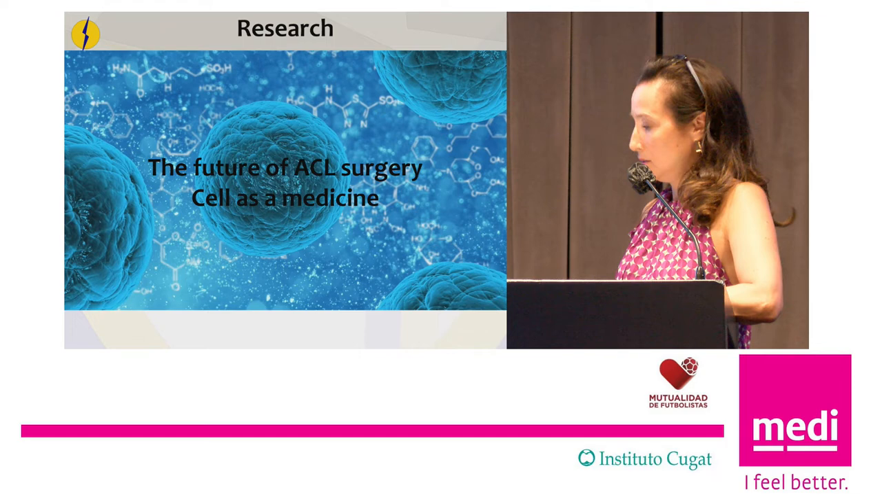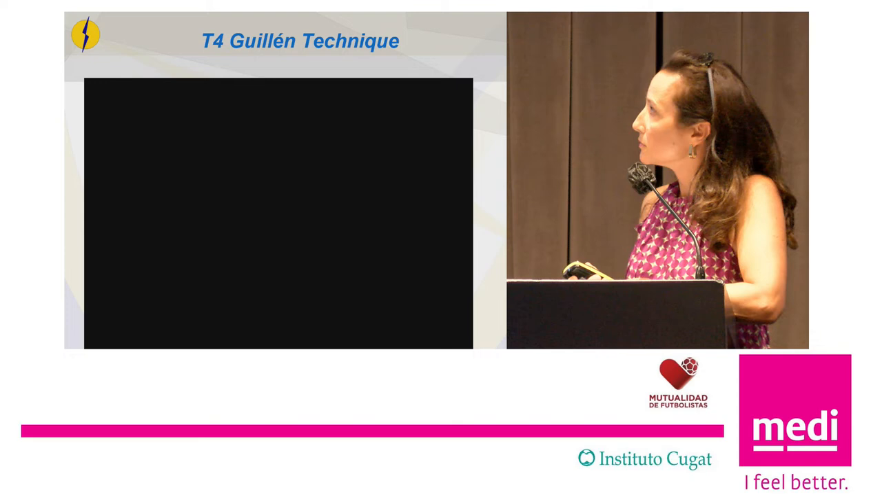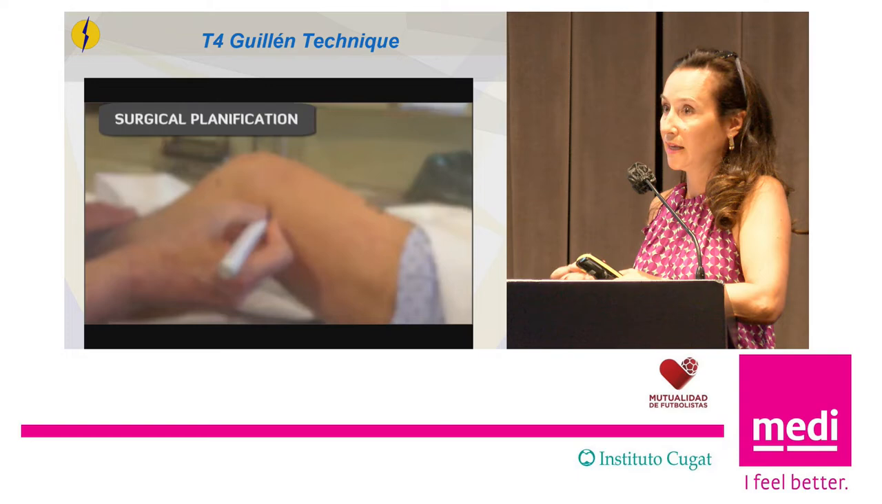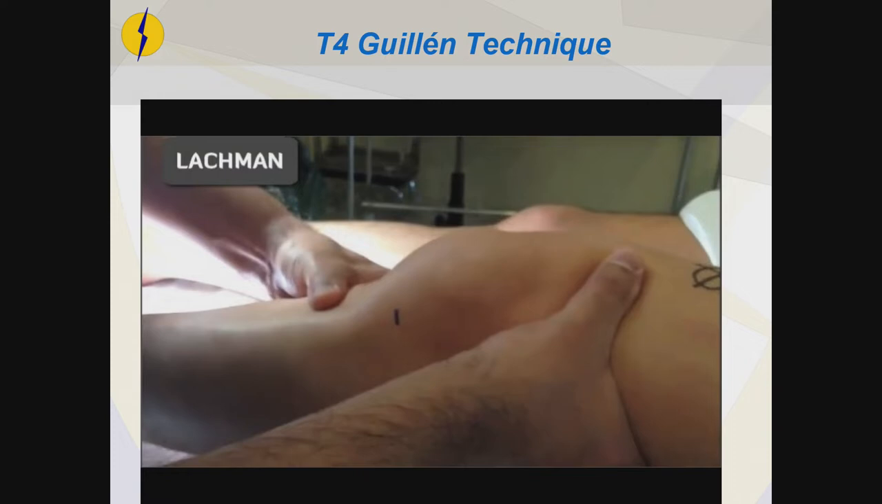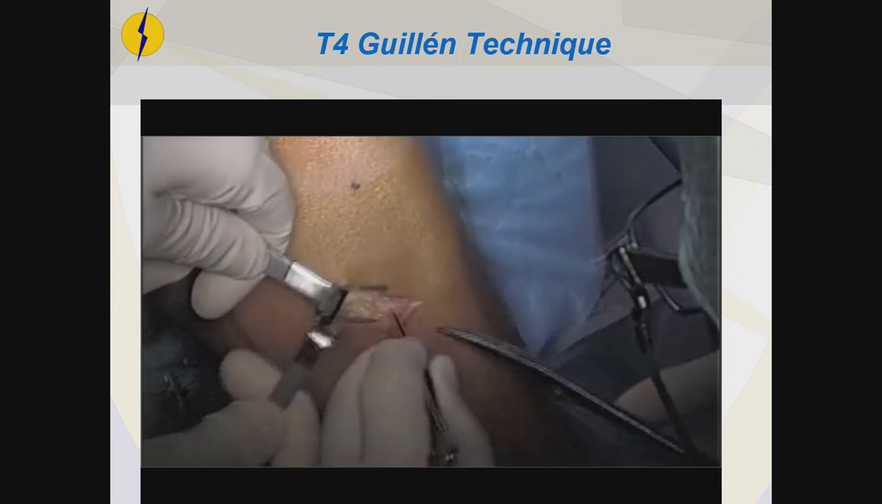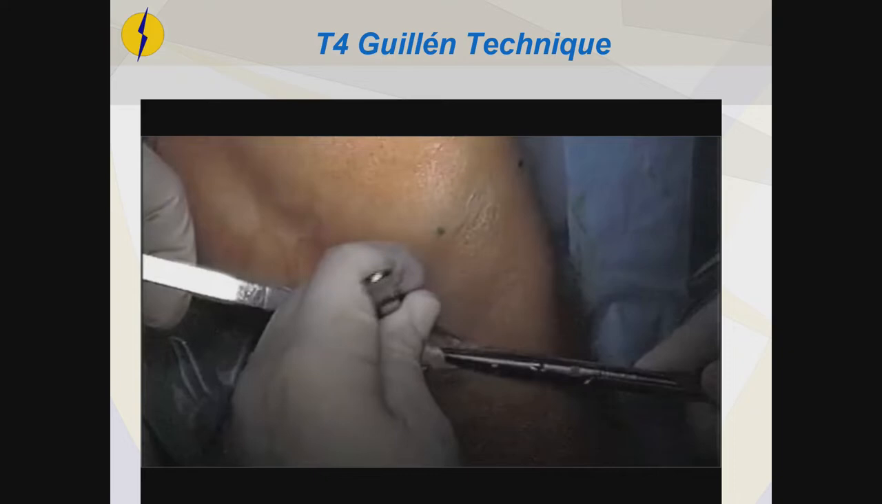And just to finish, I want to show you this video that has some details of the technique that we use. This is the surgical planning with the approach that we use. We explore the knee again in the operating room. And we take the graft of the hamstring, like you see in the video. Firstly, we take the semitendinosus.